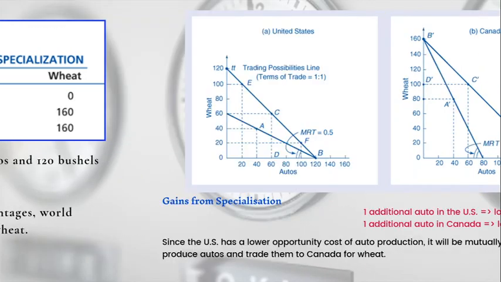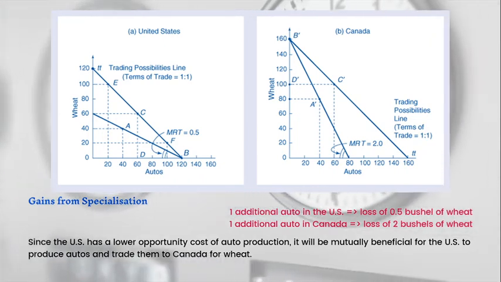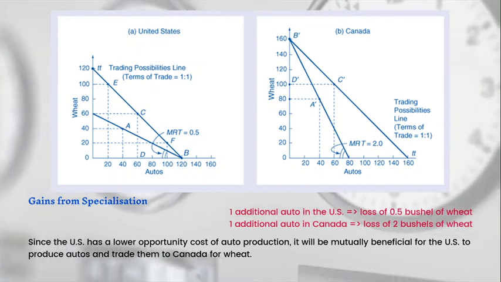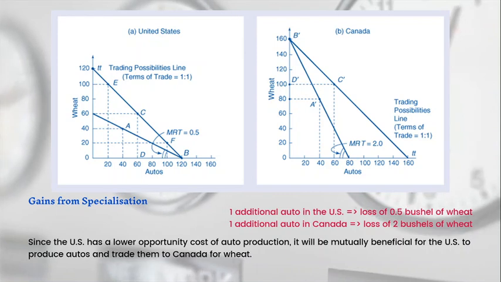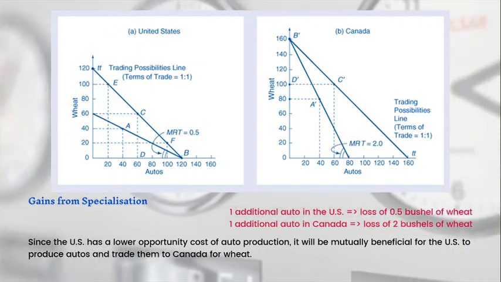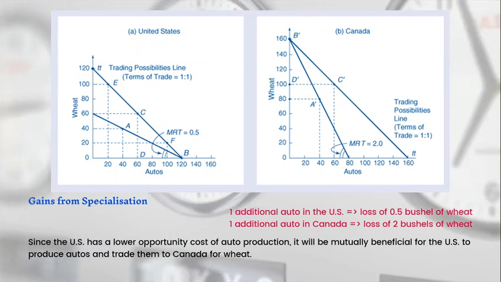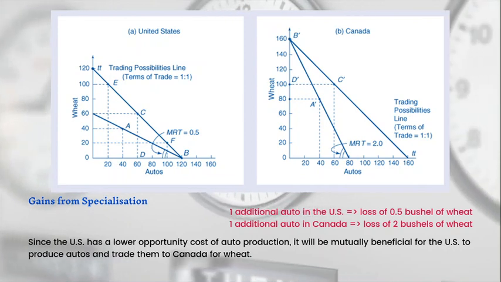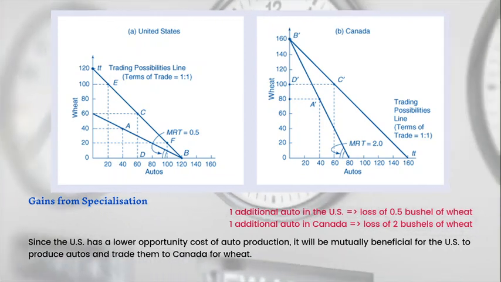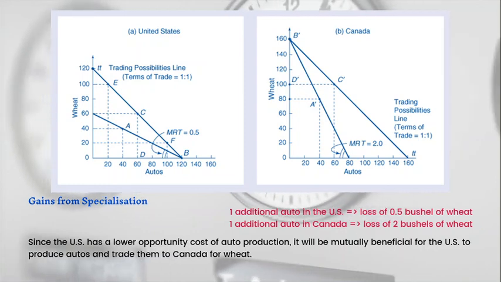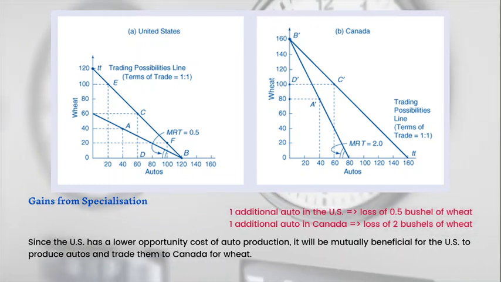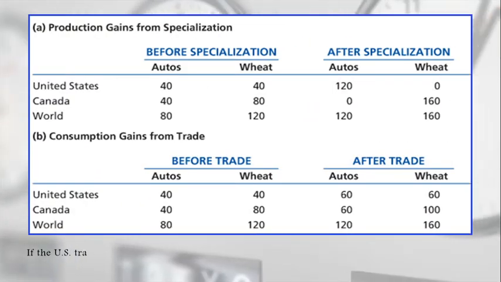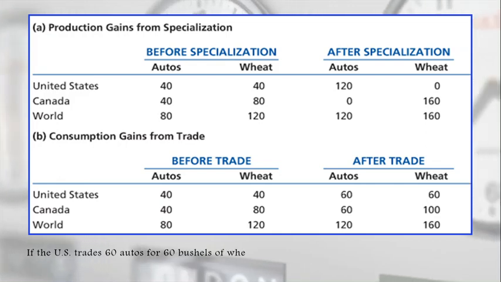This can be understood here with the help of a graph. Here, one additional auto in the US will sacrifice half a bushel of wheat. Likewise, one additional auto in Canada will sacrifice 2 bushels of wheat. Means, the opportunity cost for autos is higher in Canada. Therefore, we can determine that the US has a lower opportunity cost of auto production. Hence, it will be mutually beneficial for the US to produce autos and trade them to Canada for wheat. Once we have decided that the US should produce autos and Canada should produce wheat.